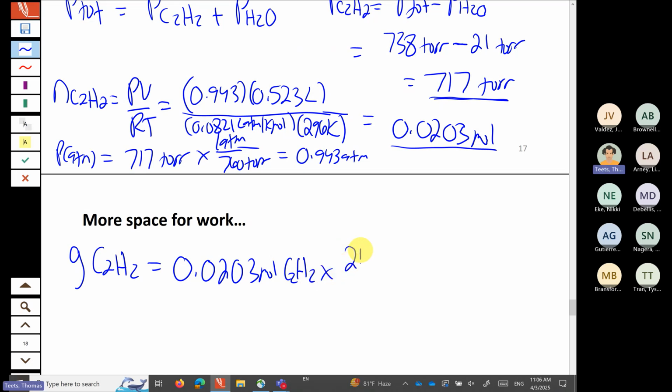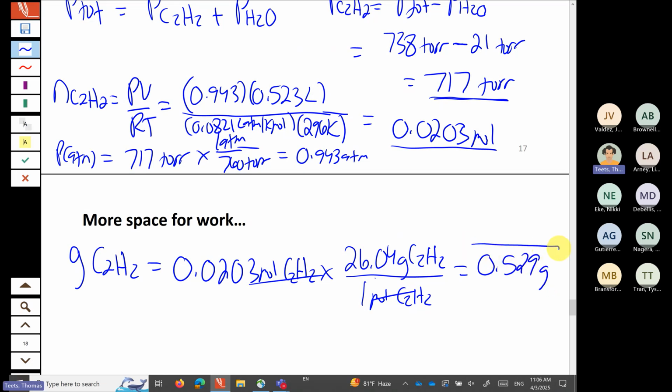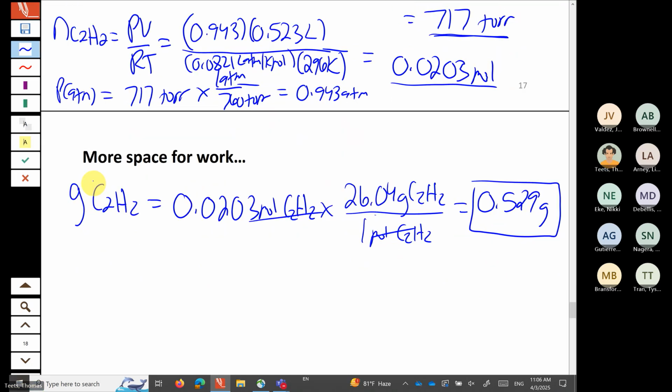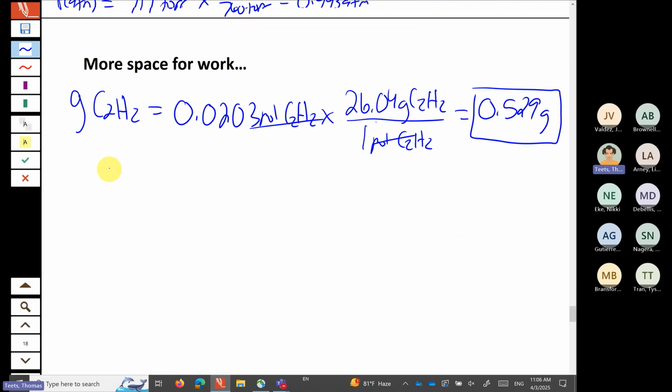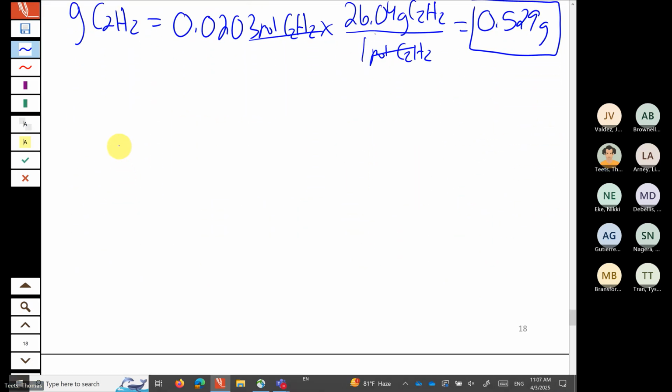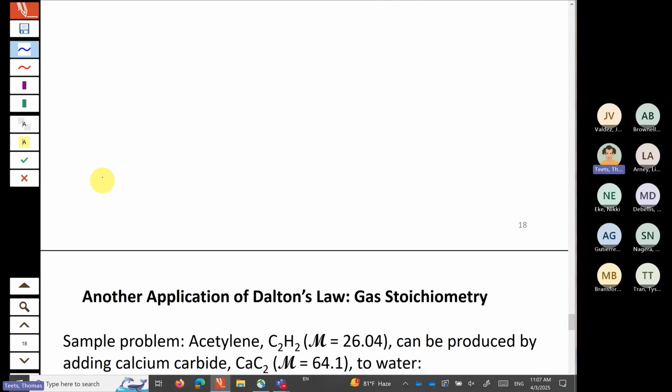The molar mass was given as 26.04 grams per mole. I think it was given. If not, it can be calculated. And that gives us a mass of 0.529 grams. All right, I think that's the end of it, right? Oh, one more thing, sorry.